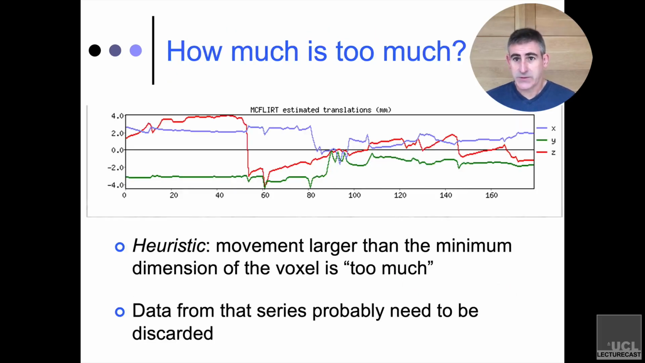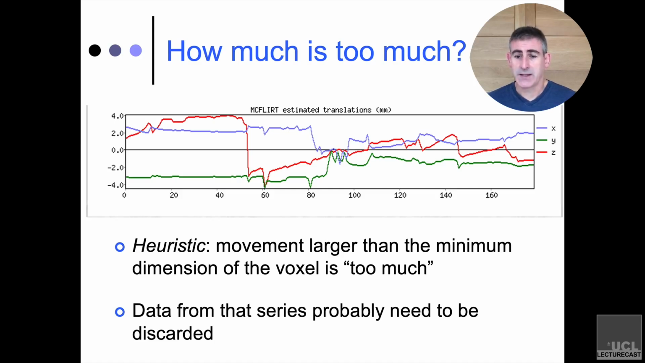But that does raise the question of how much data or how much movement is too much? Like, at what point do we say, that really is a problem, this person's been really difficult? And the heuristic that we use, because there is no correct answer, is that if the movement is larger than the minimum dimension of a voxel, then it's too much. So for instance, if you were collecting data that was 3 by 3 by 3 millimeter voxels, which is a fairly typical kind of fMRI study at this point, then if you have movement that's larger than 3 millimeters or 3 degrees, yeah, that's probably too much movement.